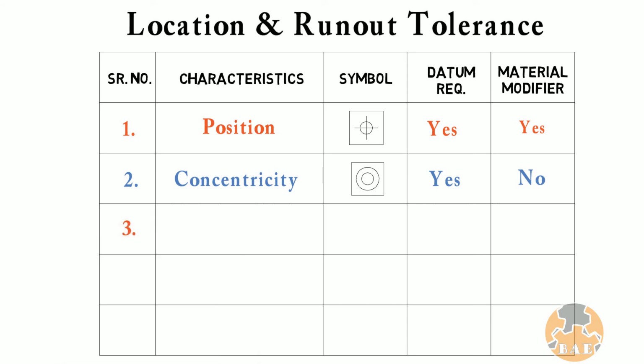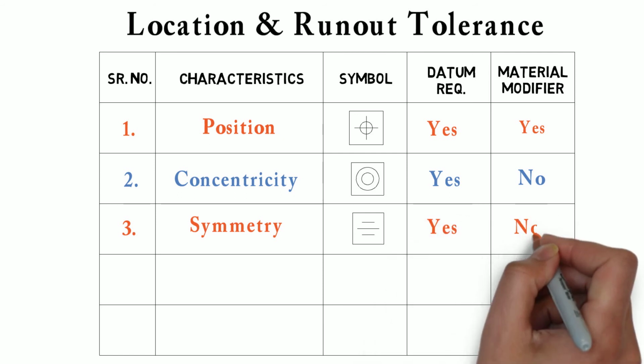Our last location tolerance is symmetry. As we know, symmetry is already removed from ASME Y14.5 2018 and also it's not used much, so we won't spend much time on symmetry. We show symmetry by this symbol. It depends on the datum, and material modifier is not applicable for symmetry.